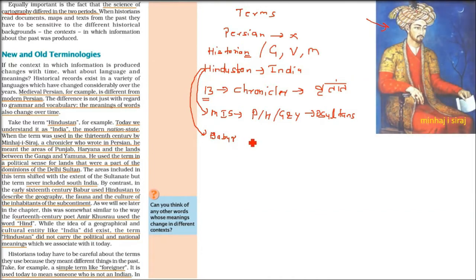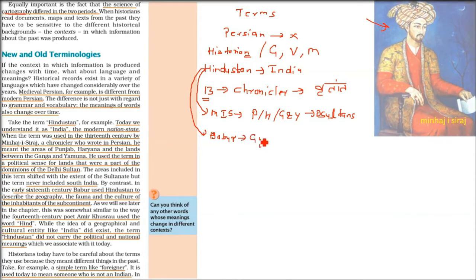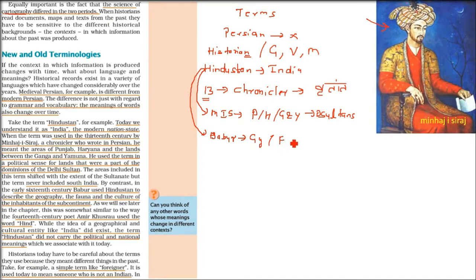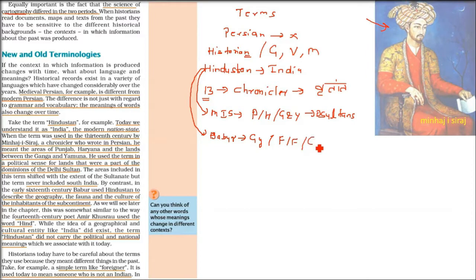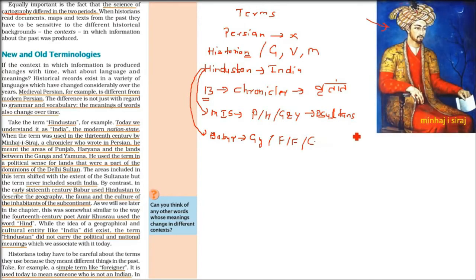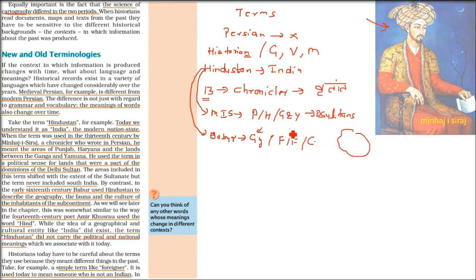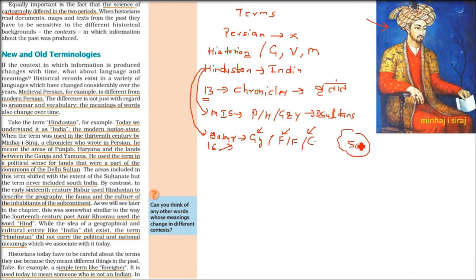So Babur used this same word Hindustan in order to explain the geography, the flora and fauna, that is what kind of plants are there, what kind of animals are there, and also the culture, Sanskriti, how people live, what they eat. So he wanted to describe an area which is our Indian subcontinent in the 16th century. In the 16th century, Babur wrote about this subcontinent.